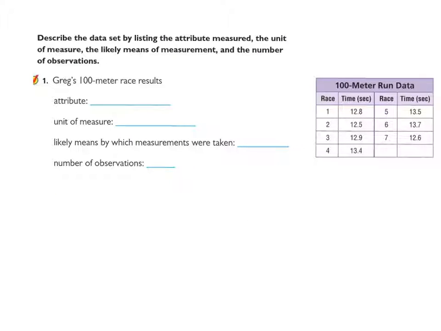So let's look at this one here. You're going to describe the data set, this is your try it problem, by listing the attribute he measured, the units of measure, the likely way that he measured it, and the number of observations. So we have Greg's 100-meter race results. 100 meters is once around a track, okay? What is the attribute he's measuring? Take a look at this. Is he measuring the height of the runners? Is he measuring the distance they traveled? Is he measuring how long it took them to travel? What is he measuring? That's the attribute.